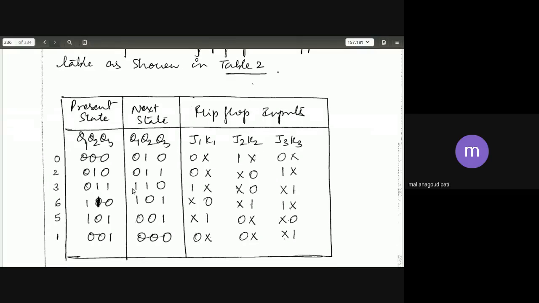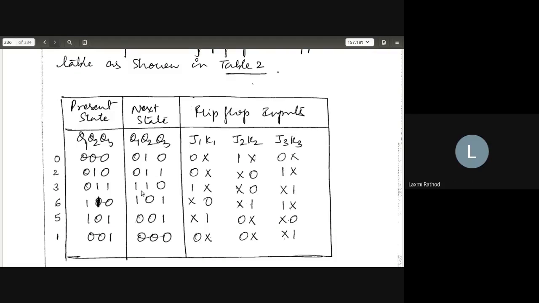Another case is that I do not set the flip-flop, I am toggling the flip-flop. What was 0; when you toggle that, what will you get? 1. See here, Q1 is 0 and Q1 is 1. This is not only the set case, this is also the toggle case. Toggling also gives 0 to 1, and setting also gives 0 to 1. Two cases are possible. Then for the toggle case, what is the condition of JK?